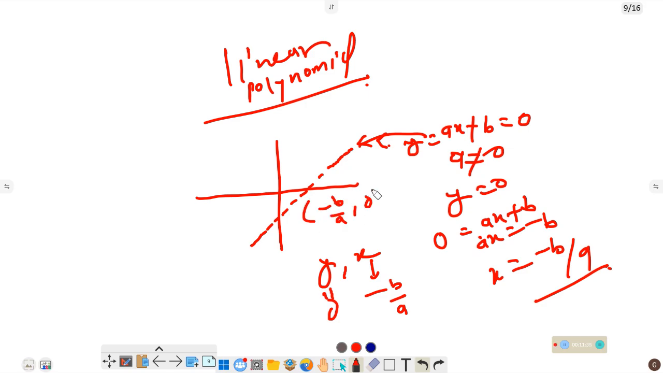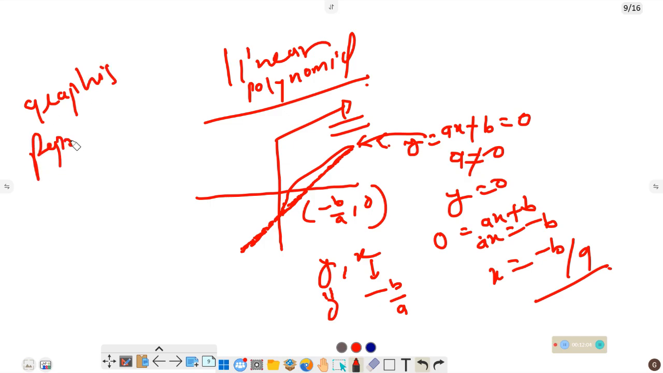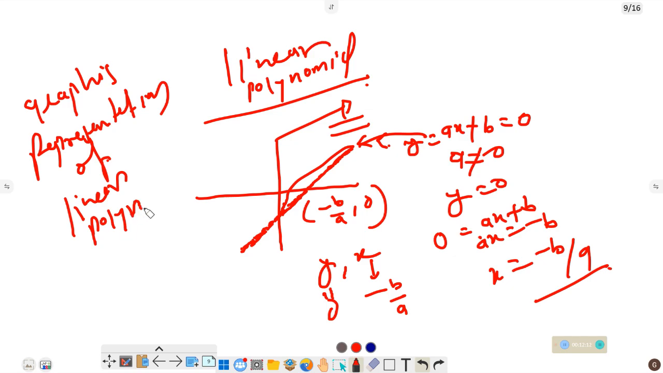This point minus b by a is in the graph, and we draw the linear line in the graph. This is the graphic representation of a linear polynomial.